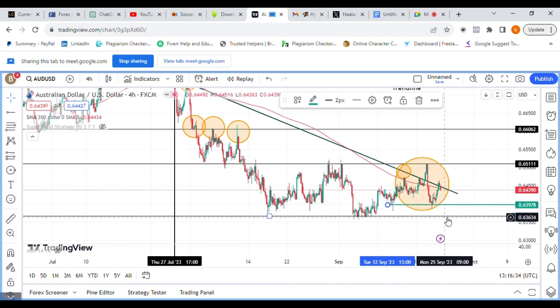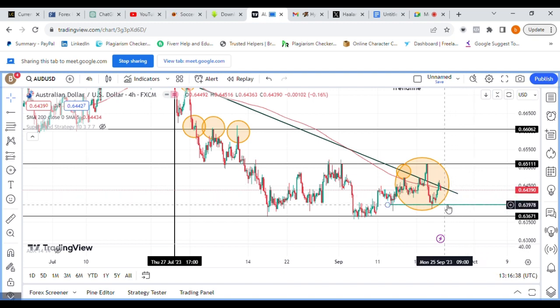So if you're going to be trading this market, you should be taking your partial profit around this area. Maybe you open two positions, take a partial profit around this area, and move your stop loss to break even when you're closing your partial profit.